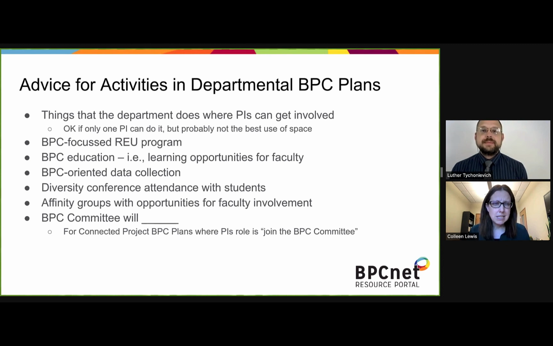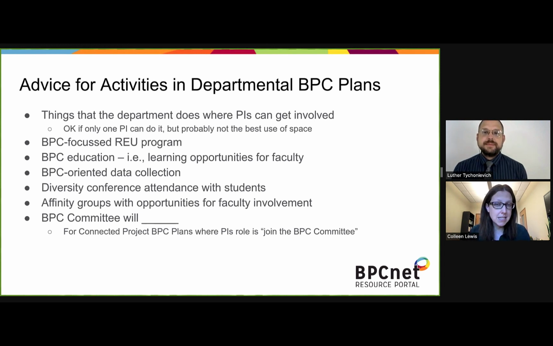BPC-oriented data collection. We know that to be able to make progress, we need to be doing a good job collecting and analyzing data, because if we're not looking at those data, we're likely not paying attention to potentially important metrics. So many departments choose to have a data chair or a BPC committee focused exclusively on data collection. That can be a great way for faculty to get involved, even doing BPC-oriented data collection within their own courses, to the extent that the university allows that.